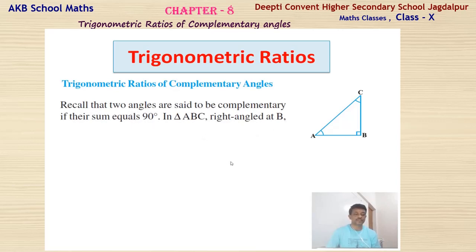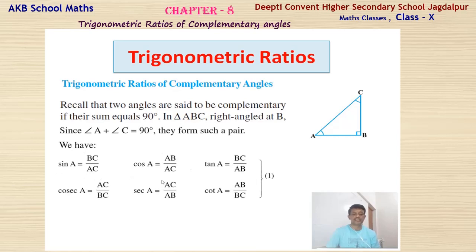In the right angle triangle ABC, there are two angles whose sum is 90, so these are such a pair. Now, we have sin A, cos A, tan A, the six ratios are there. How can you write it? Sin A means, concerning angle A, perpendicular is BC, so BC by AC, hypotenuse. Similarly, cos A equals base by hypotenuse, AB by AC. Tan means perpendicular by base, this is BC by AB. Similarly, the reciprocals are cosec, sec and cot. This is the first equation.